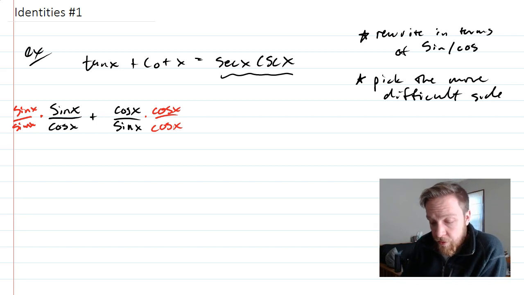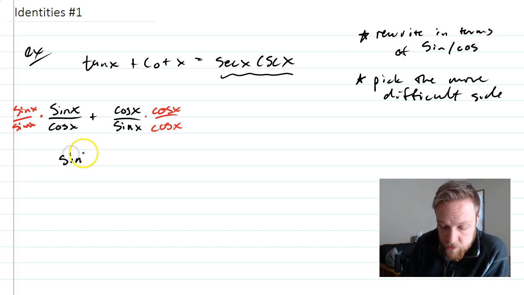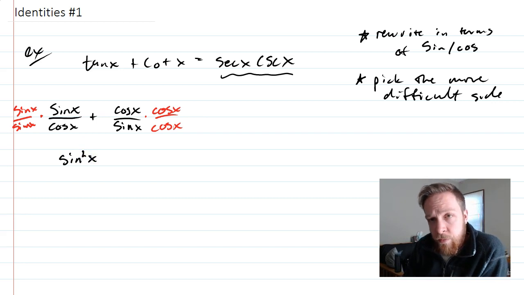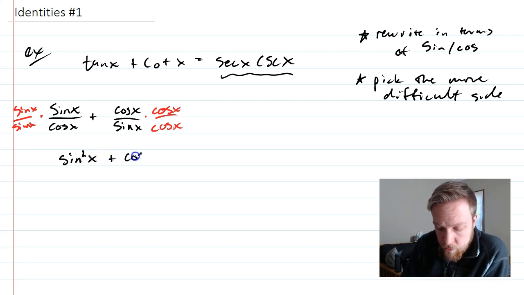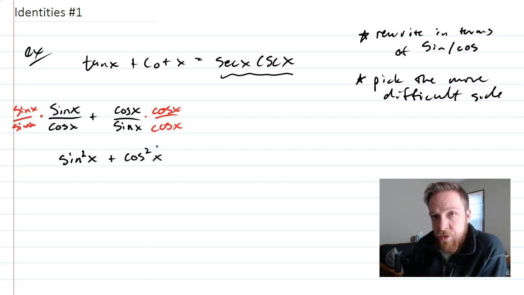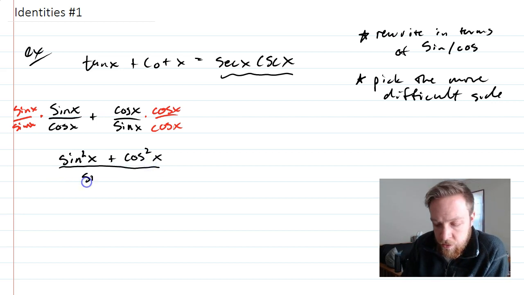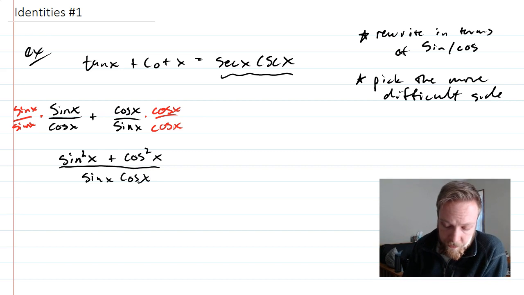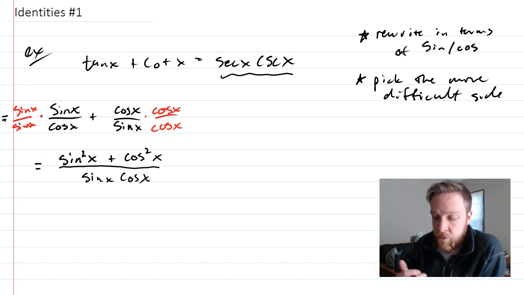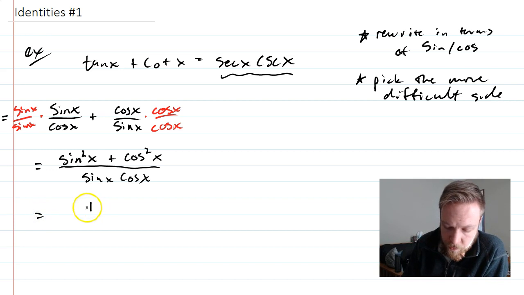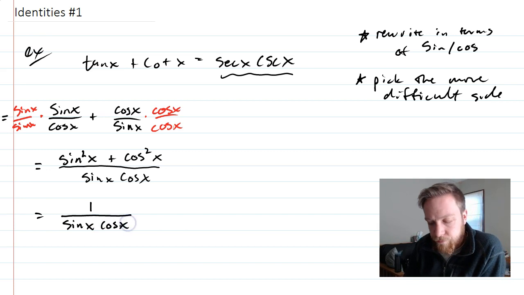Alright, so on the left side, you can rewrite this as sine squared of x, sine times sine. On the right side, plus cosine squared of x. And since we have the same denominator on both fractions, we can now write this all over sine of x cosine of x. Okay. Now, after that, we have to remember that sine squared plus cosine squared is 1. So this would be 1 all over sine of x cosine of x.